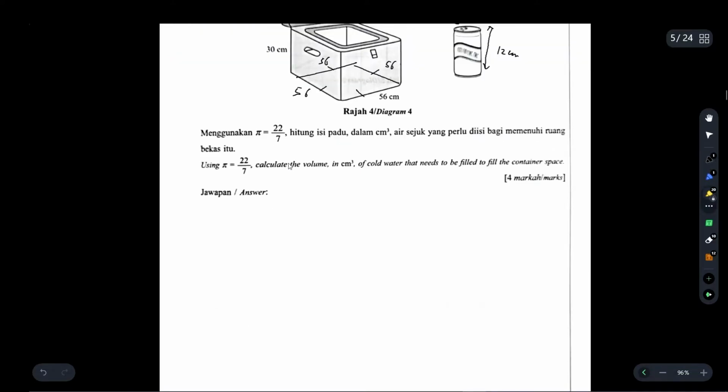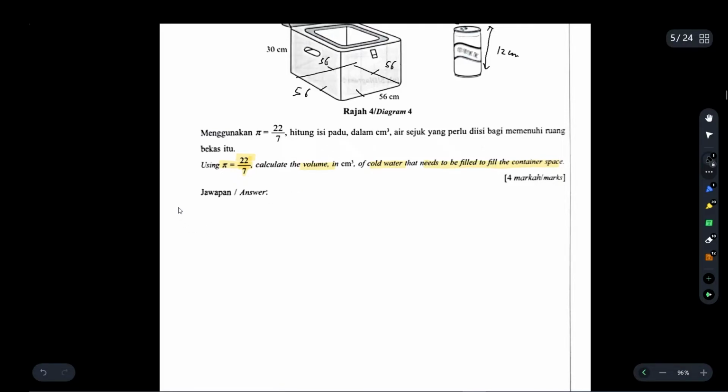Okay. So it shows that we need to find the volume of the cold water that needs to be filled to fill the container space. So we need to fill all of the space. And it also says that pi equals 22/7. What does that mean? It means that when the symbol pi is involved in the calculation, we actually need to write 22/7. We cannot use 3.14 or just press the pi symbol on the calculator. Okay, remember that.